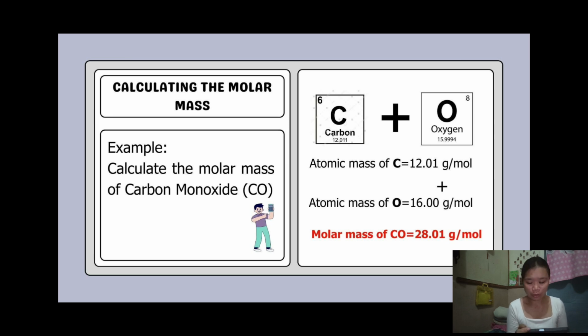So we have an example here. Calculate the molar mass of carbon monoxide. So we have carbon and oxygen. The atomic mass of carbon is 12.01 grams per mole. We just add it to the atomic mass of oxygen, which is 16.00 grams per mole. So adding them, it becomes 28.01 grams per mole.